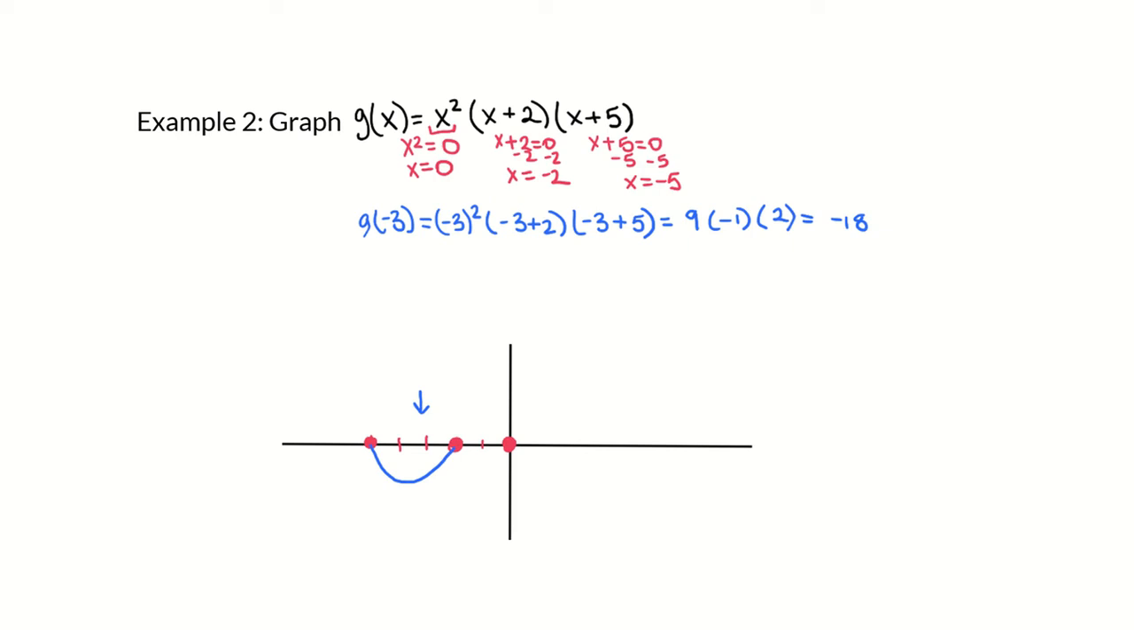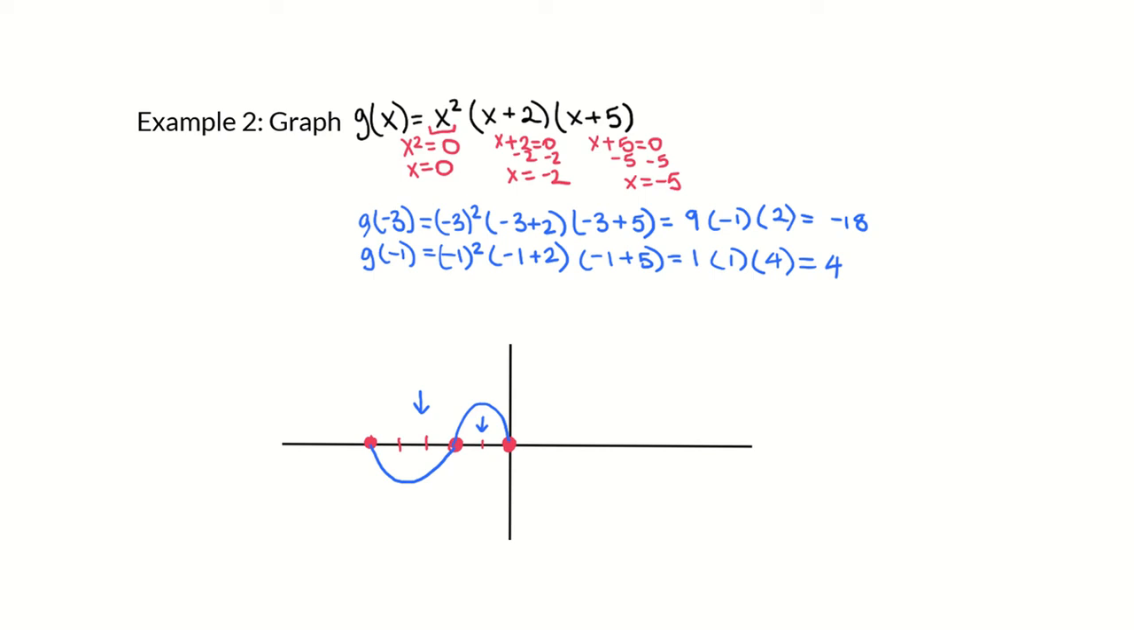Now we choose a number in this interval. We can choose the number negative 1 between negative 2 and 0. So we find g of negative 1, which is negative 1 squared times negative 1 plus 2 times negative 1 plus 5. That result is: negative 1 squared is 1, negative 1 plus 2 is 1, negative 1 plus 5 is positive 4, 1 times 4 is positive 4. Since that result is positive, we draw the graph above the x-axis between these two x-intercepts.